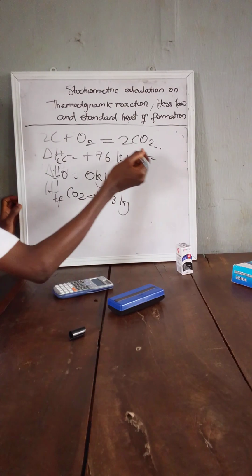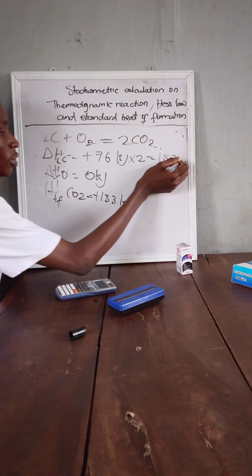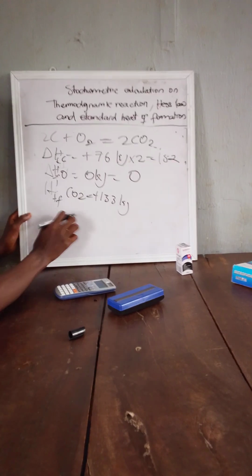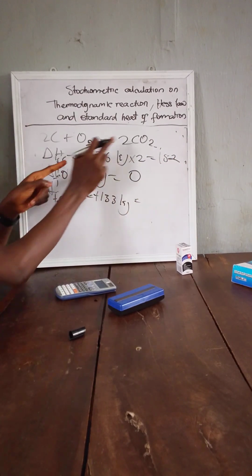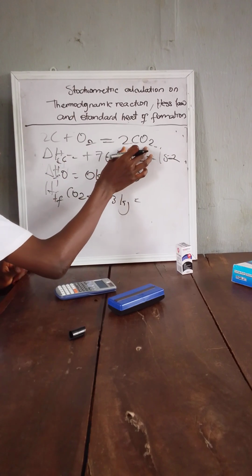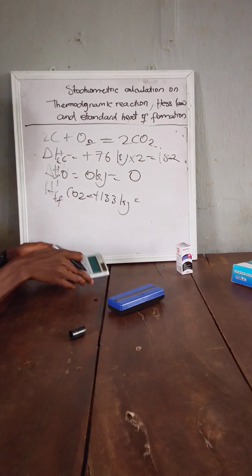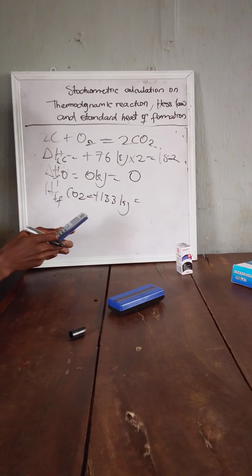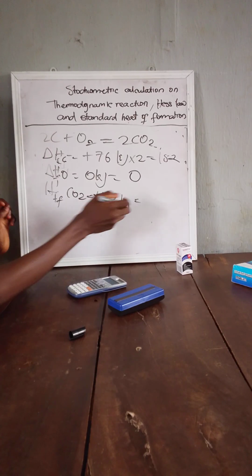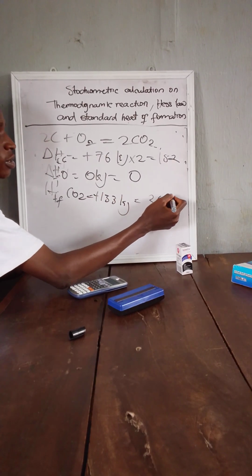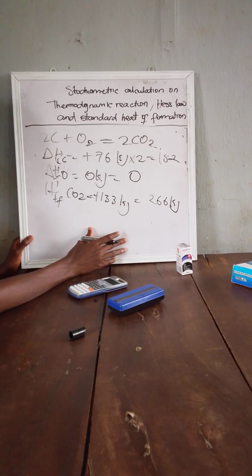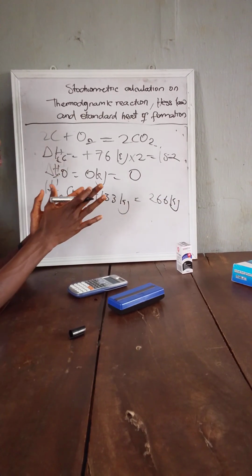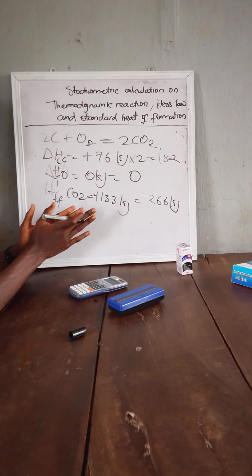Then we'll have 152. This one is 0. Then I'm going to multiply this by 2 because I'm having 2 moles of CO2. So 2 times 133, which gives 266 kilojoules. Am I communicating?